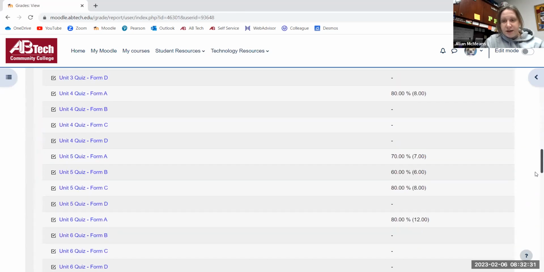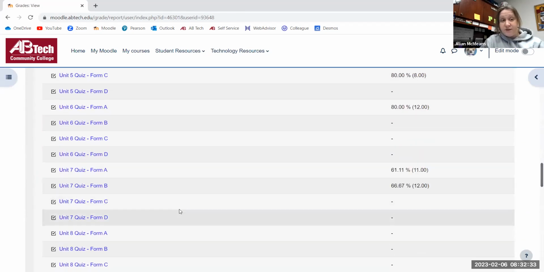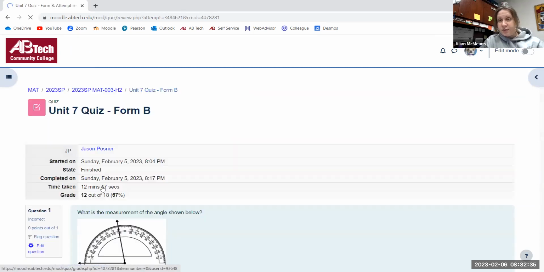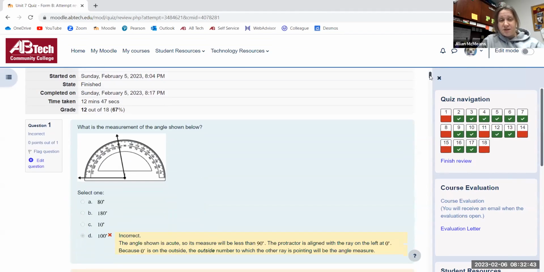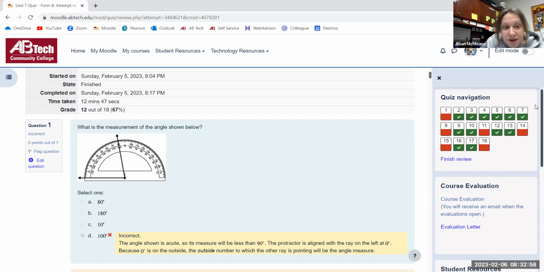Okay, so your second attempt, yes, it was almost a 70, so that's better. Let's look to see what mistakes were made on this one. The very first one could just be a simple issue. Without being in your mind when you took this quiz, it's hard to tell. It says, what is the measure of the angle shown below?